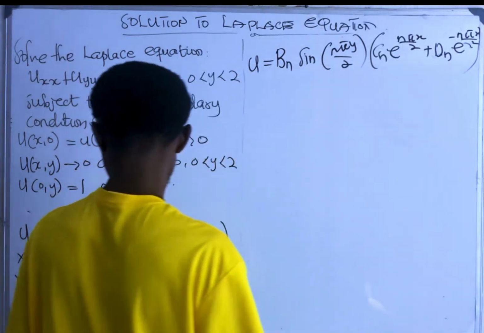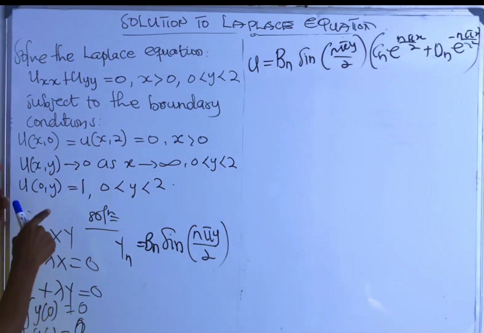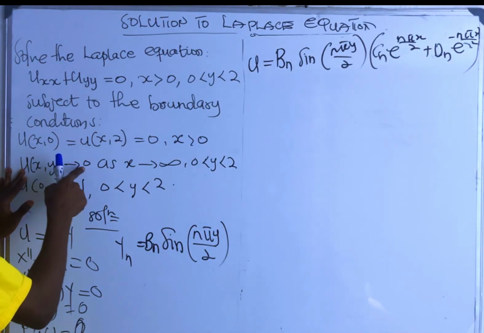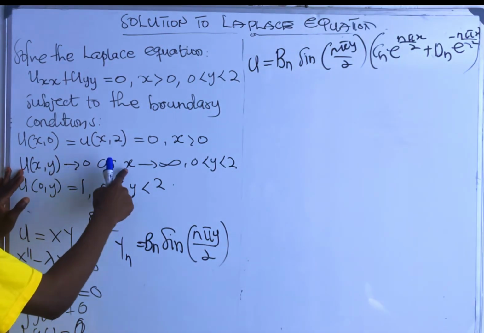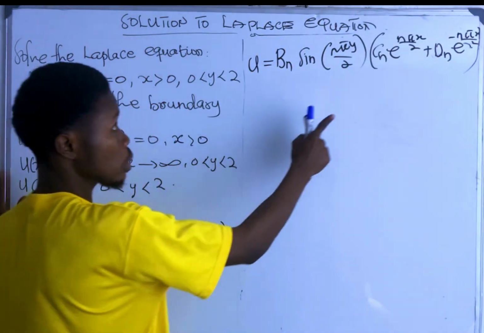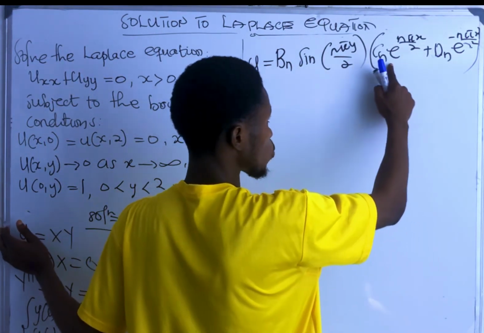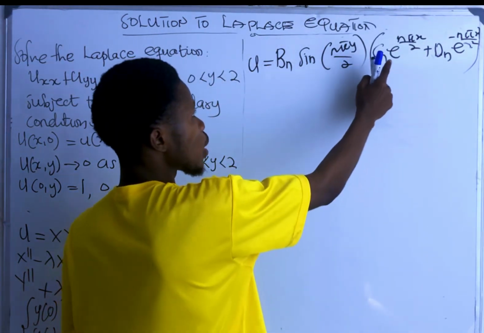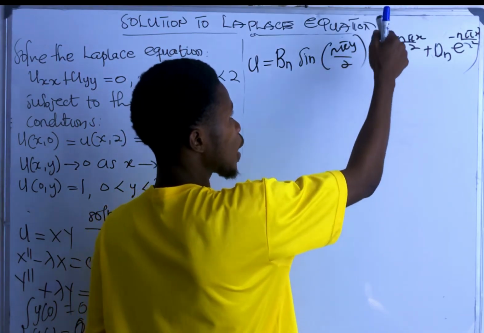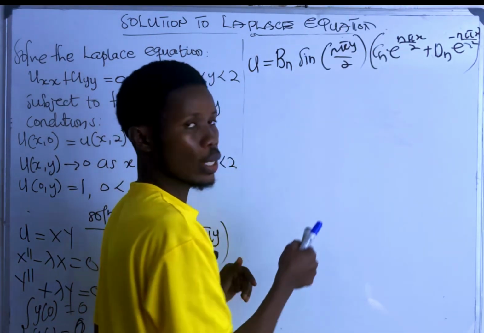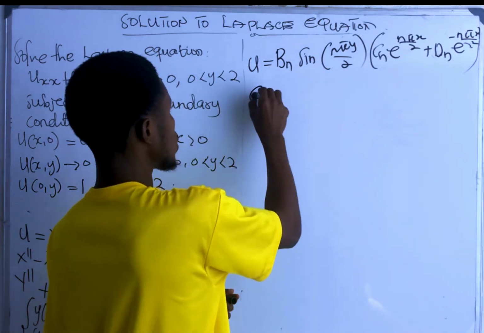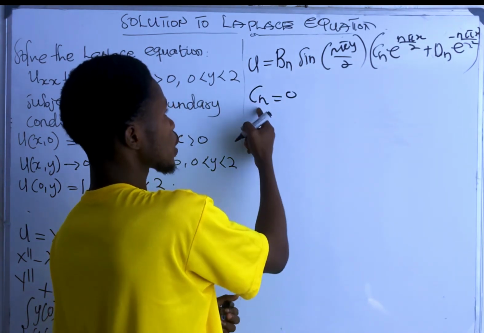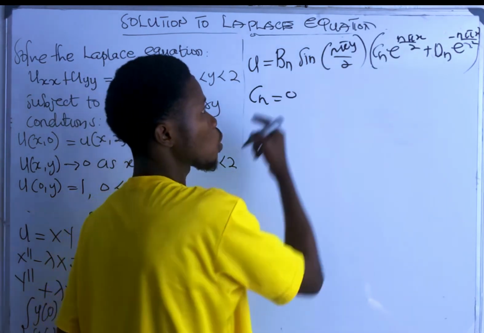So the statement here is just asking us at which point will this u approach 0 when x approaches infinity. But this one cannot be. So you have to find a way to make this one approach what? 0. And that can only happen when c subscript n is 0. When c subscript n is 0, the whole of this one will go to 0.